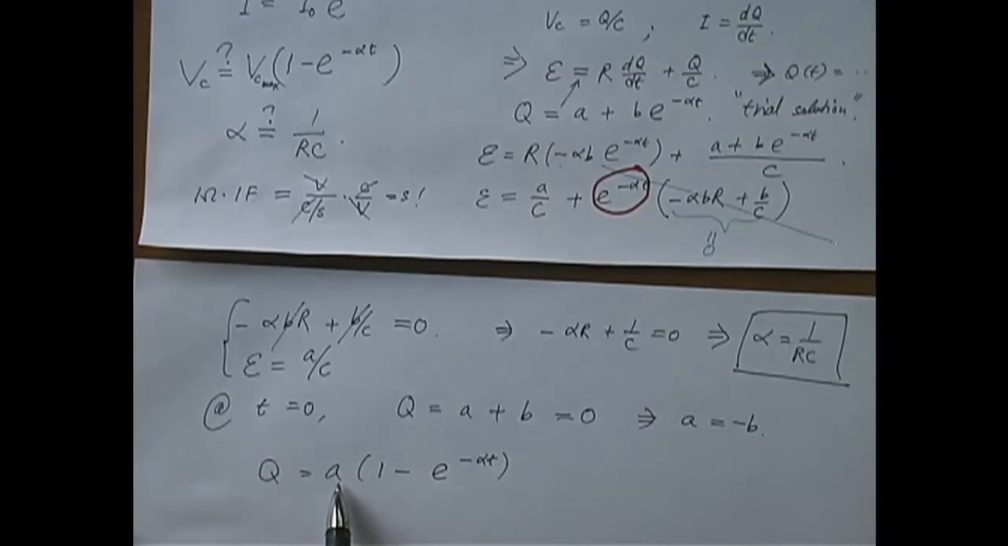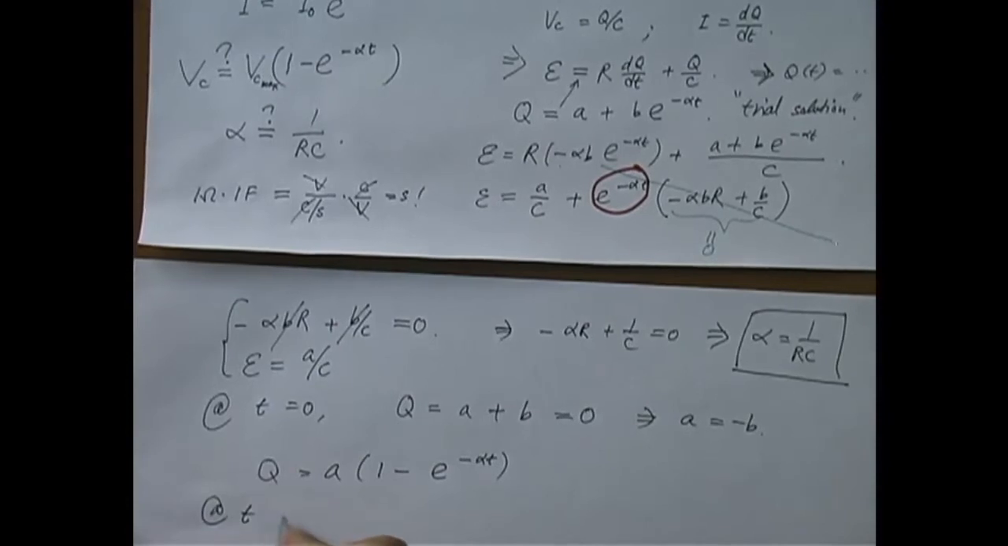You cannot determine A just by looking at what happens when t equals 0, we already did that. As t equals infinity, on the other hand, what about this term? It goes to 0. So as t approaches infinity, q is now equal to A. But we know at that moment what q should be. It is now fully charged. The capacitor is now fully charged.